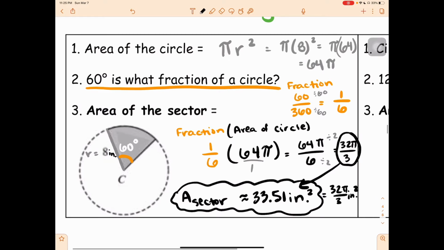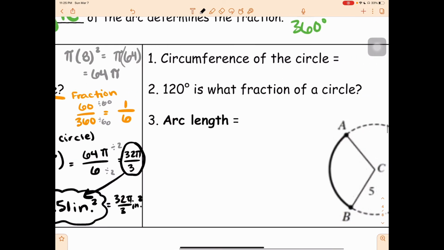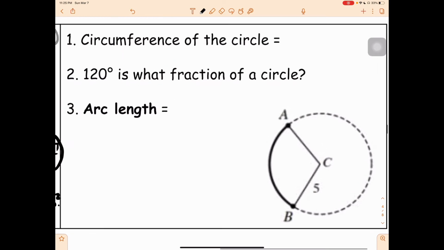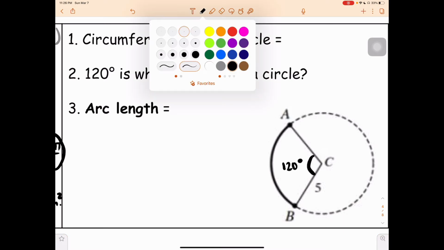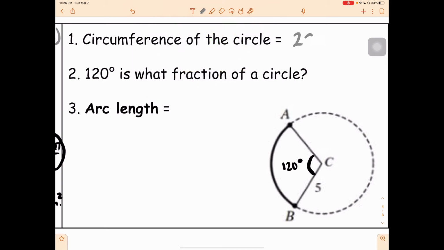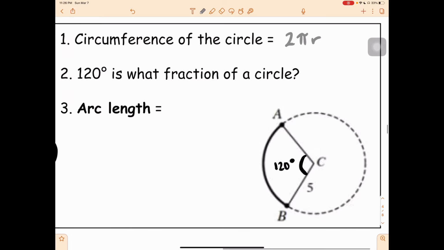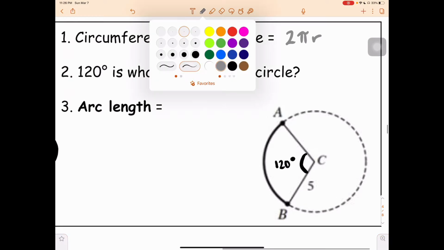Okay. So now let's go and do the circumference of this circle. It's a new one. This right here should be 120 degrees. Okay. First, we have to write the circumference formula. So the circumference of a circle is 2 pi times r. It asks what fraction of the circle 120 degrees is.